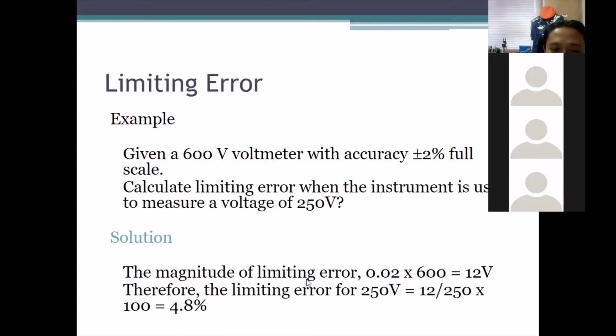We have to calculate the limiting error. 0.02 means 2%, that is 2 divided by 100, multiplied by 600, so we get 12 volts. This is the limiting error. This 12 volts is divided by 250 because we measure 250, and multiplied by 100 to get the percentage. So the limiting error for 250 volts is 4.8%. This one we call the limiting error.